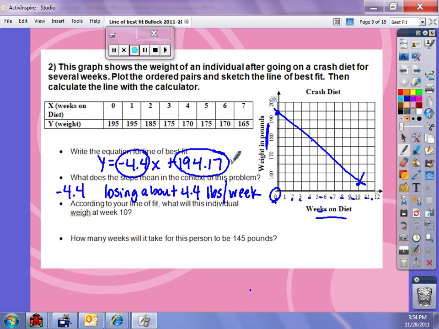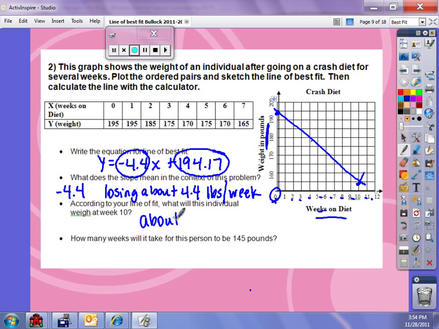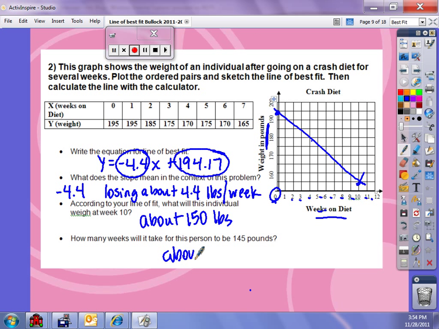The nice thing about the graph being in our calculator already is that when we answer now, what are we going to weigh at week 10, we can just go right to our table, scroll down to week 10, and we can see that we're going to weigh about 150 pounds. And then after how many weeks will this person weigh 145 pounds? Oh, here it was. About 11 weeks. So there are the directions for a line of best fit and how to answer the follow-up questions.